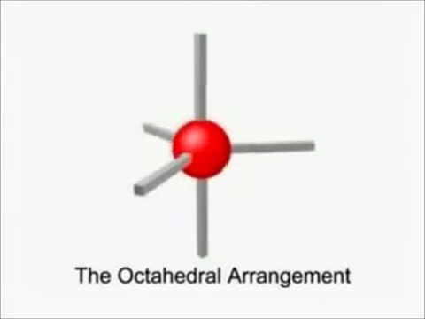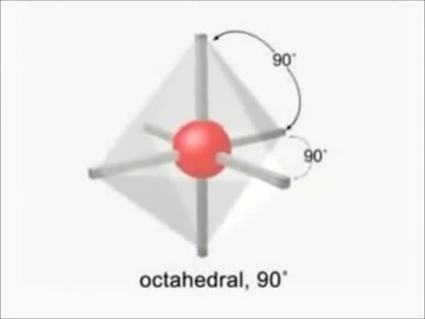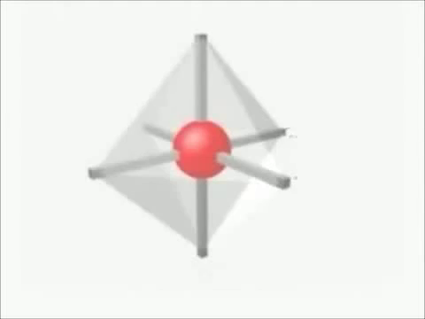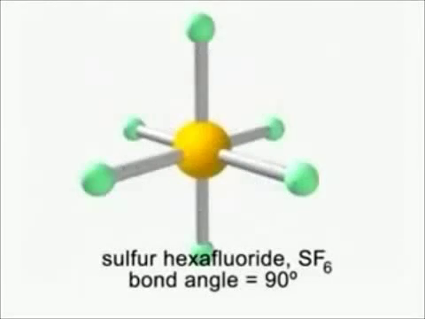The final common arrangement has 6 electron groups attached to the central atom. Repulsions are minimized when the groups point to the corners of an octahedron, and thus lie 90 degrees apart. Sulfur hexafluoride has an octahedral shape.